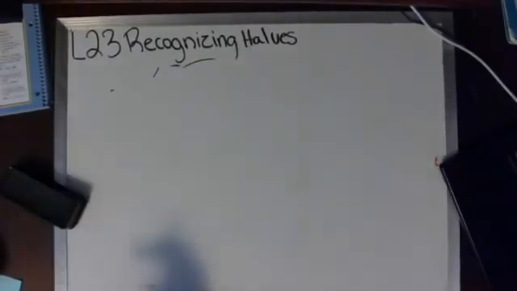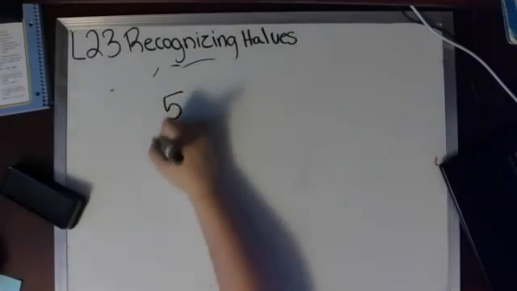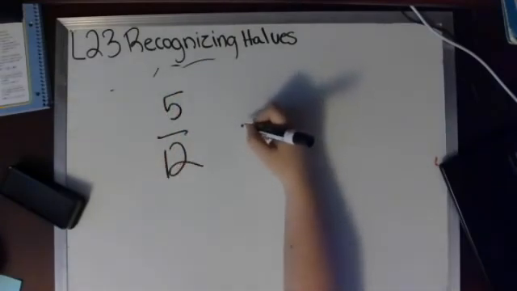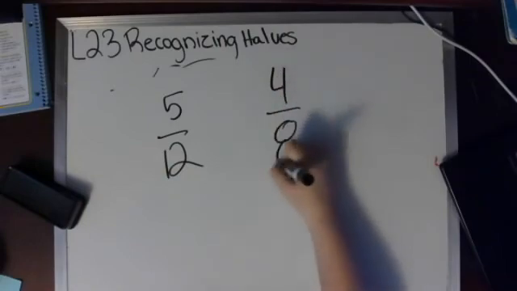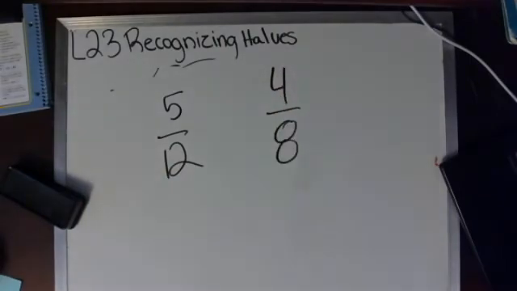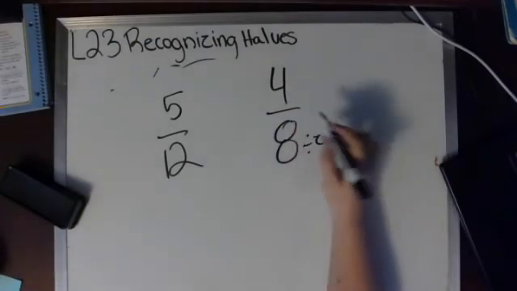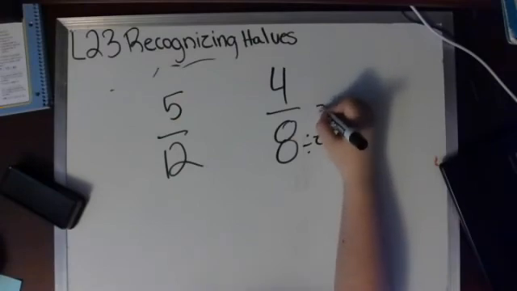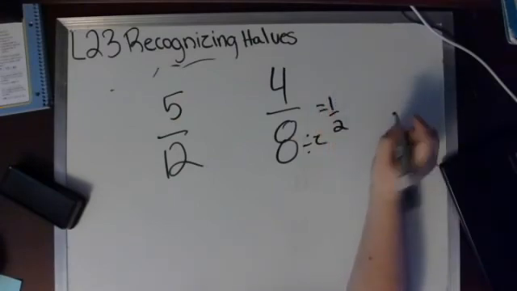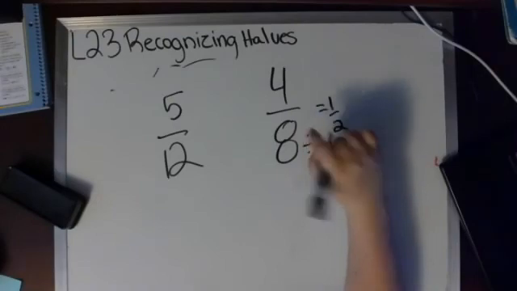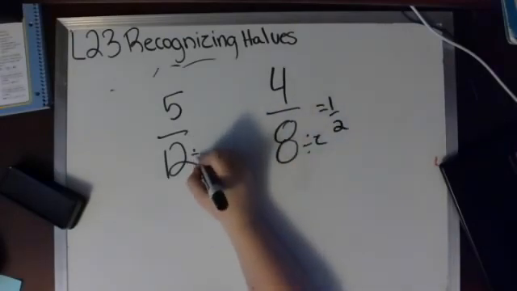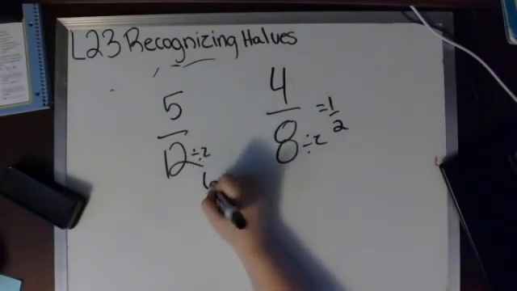All right, let's look at one more. If I have 5/12 and I'm comparing it to 4/8, which one's bigger? Okay, 5/12 or 4/8. One of the ways I can solve this is I can figure out if either of these is a half. 8 divided by 2 is 4. So this is equal to a half. Okay, now remember that. That is equal to a half. 12 divided by 2 is 6.